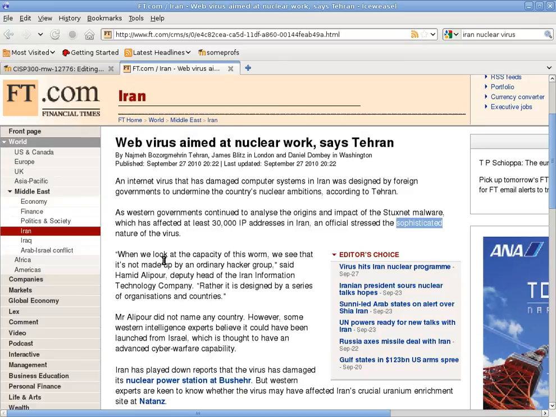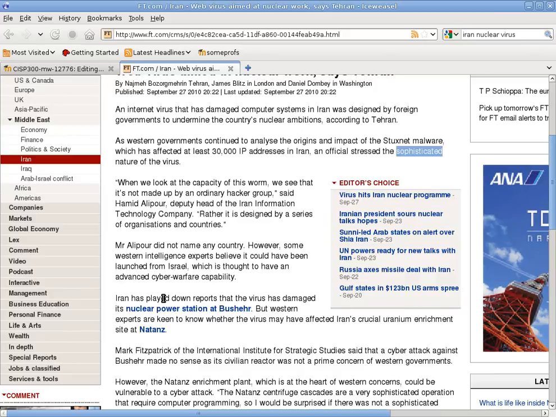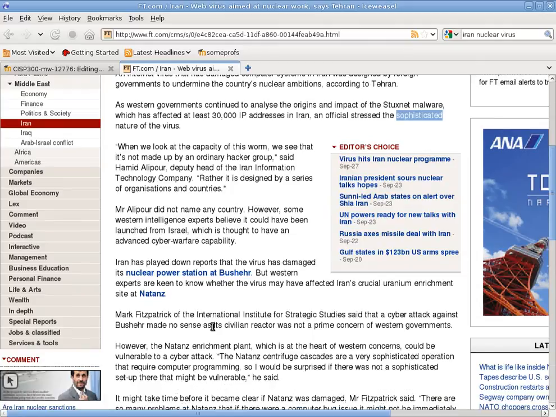When we look at the capacity of this worm, we see that it's not made up by an ordinary hacker group, which basically implies that it is most likely state-sponsored. That's usually what they're implying without actually spelling it out. It's saying, well, we don't know it is any specific hacker. It is a group or nations behind the attack. Iran has played down reports that the virus has damaged its nuclear power station. But Western experts are keen to know whether the virus may have affected Iran's crucial uranium enrichment site at Natanz.